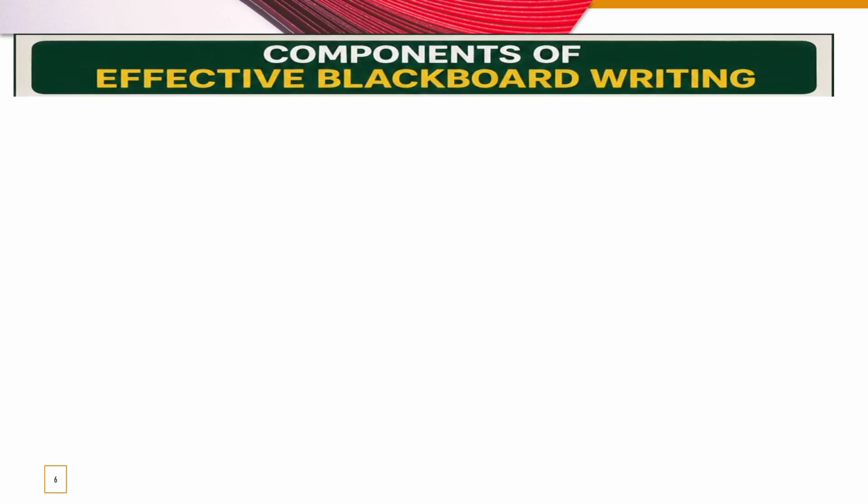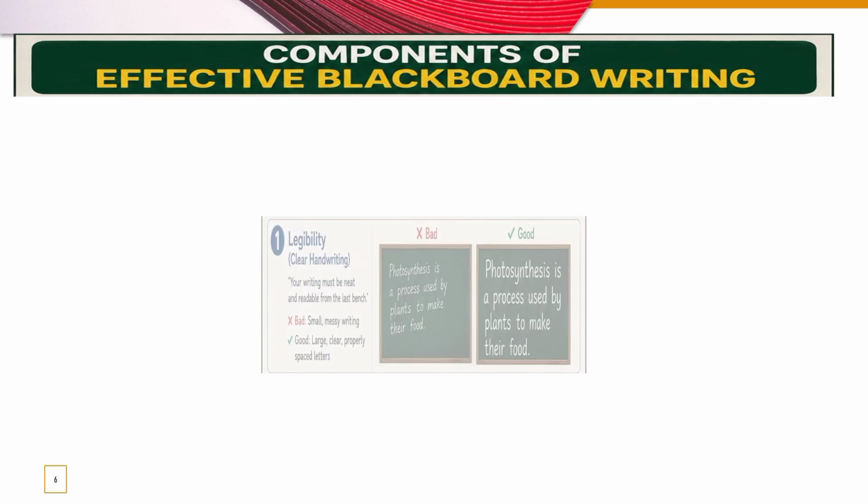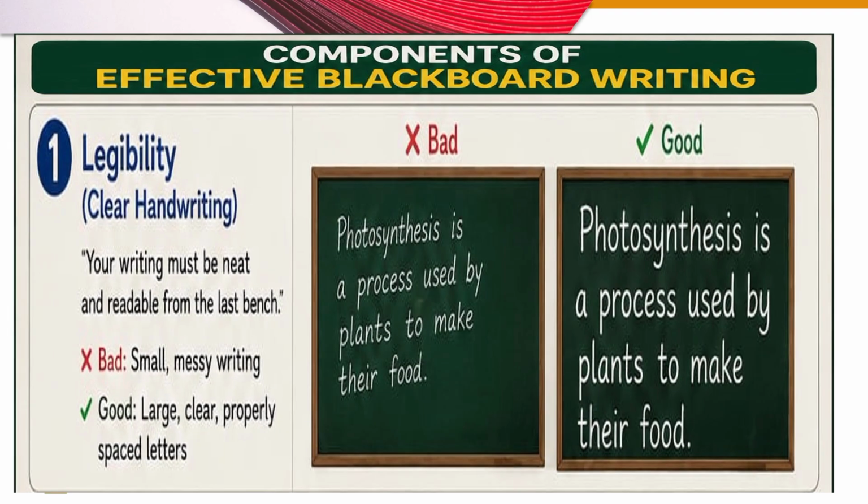Now we move on to components of effective blackboard writing. The first one is legibility, means clear handwriting. Your handwriting should be clear, neat and understandable, comprehensible. Your writing must be neat and readable from the last bench. Small, messy writing like this, it's a bad handwriting. The good one is large, clear and properly spaced, which is visible from the last bench also.